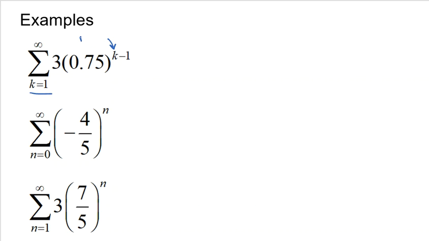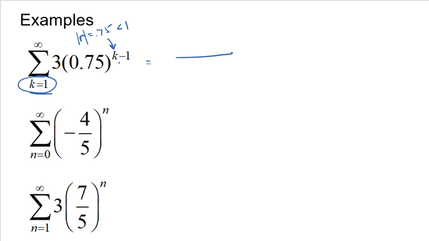Well, since my r value is 0.75. Actually, you do the absolute value of r, but it's positive. So the absolute value of r is 0.75, which is clearly less than 1. So yes, this series will converge onto a specific number. So all I got to do is take the first term I care about. The first term I care about is found by plugging in 1.